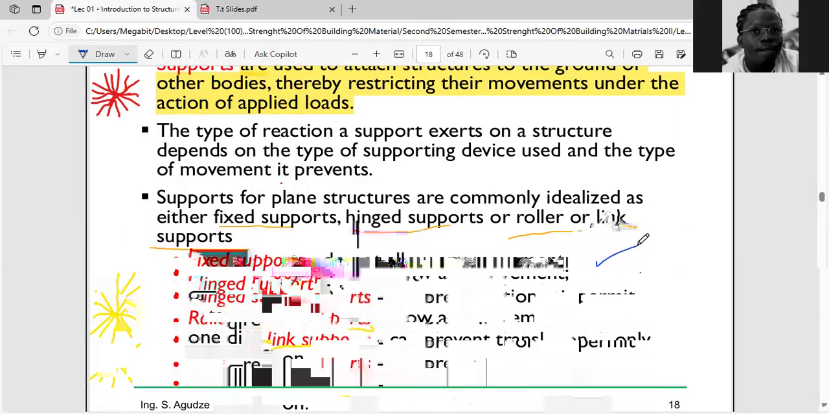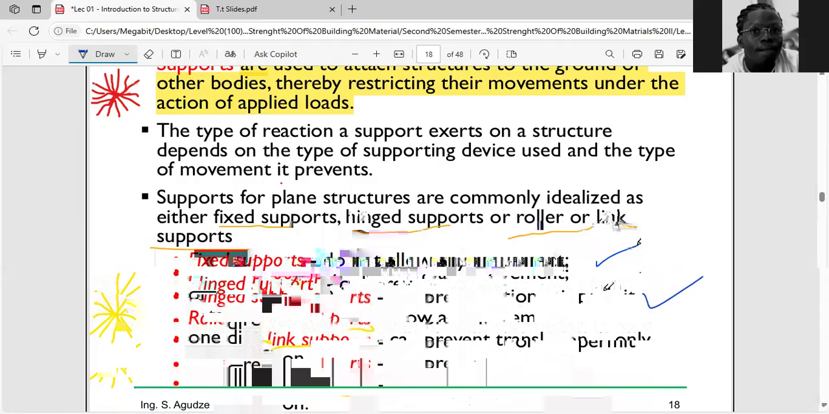Let's talk about the fixed support. It said the fixed support does not allow any movement. An example of a fixed support is the column in our classrooms. You can see that it has been reinforced with concrete, so it cannot allow any movement. When it comes to support, they prevent translation but permit rotation.